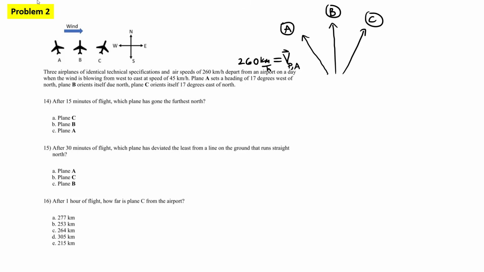So which one's going to go the furthest north? Well, let's think about it. The one that's going to go the furthest north is the one that has the biggest component of the velocity that is pointing north.